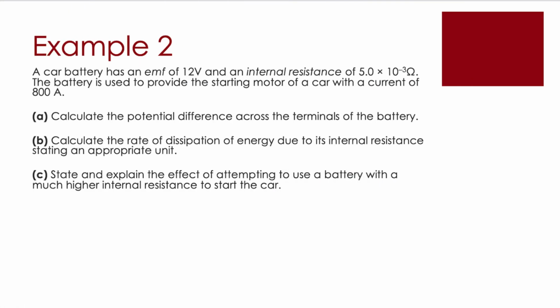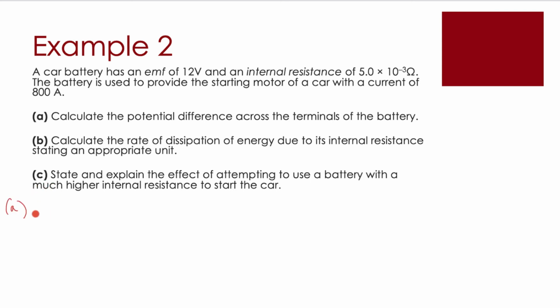Let's look at another example. We have a car battery with an EMF of 12 volts and an internal resistance of 5 times 10 to the minus 3 ohms. The battery is used to provide a starting motor of a car with a current of 800 amps, which is a very large current. Part 1 says calculate the potential difference across the terminals of the battery.